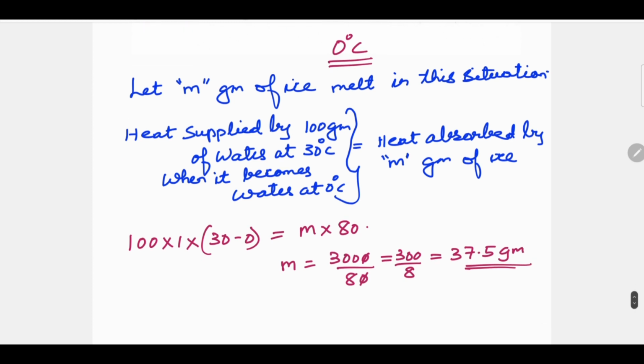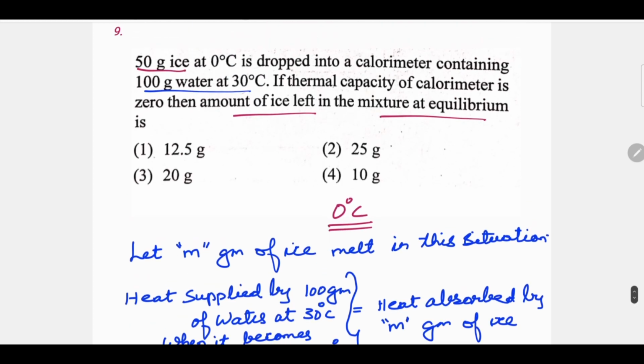The question is the amount of ice left. So totally 50 gram was there. From that 50, 37.5 gram is melted. So our answer will be 12.50 gram. So our best answer is option 1.